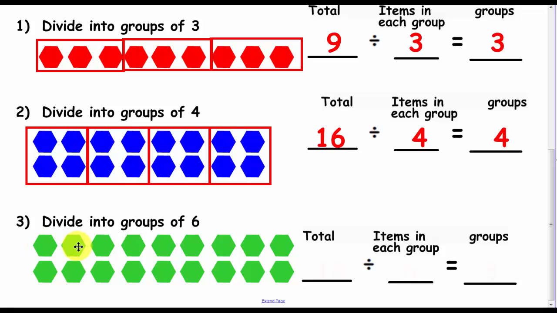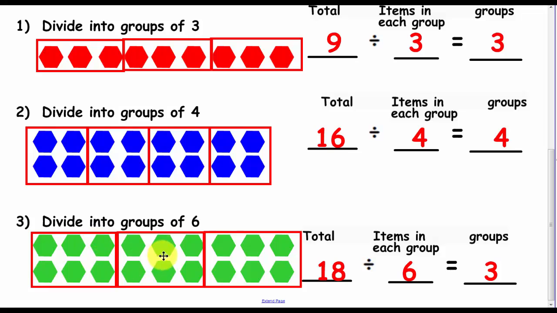How many items do we have? 1, 2, 3, 4, 5, 6, 7, 8, 9. So 2 times 9, because there's 2 of those, is equal to 18, and we want 6 in each group. So here's 18 divided by 6, and how many groups are we going to have? 3.